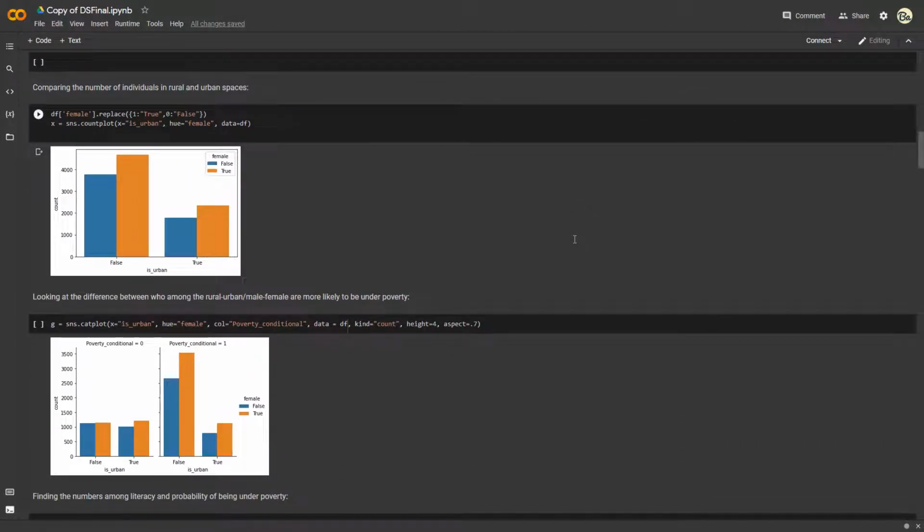Now we are determining the difference between male and female, which are more likely to be under poverty. In the city scenario, that ratio is not that large, as both are quite similar, but in the rural areas the difference arises, and it is in stark contrast compared to the urban areas.